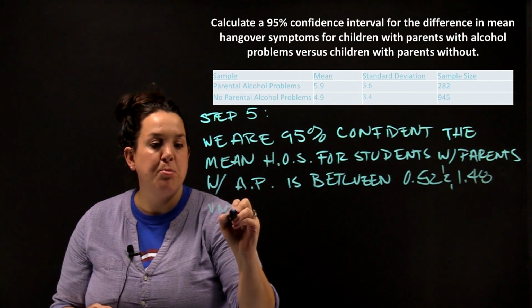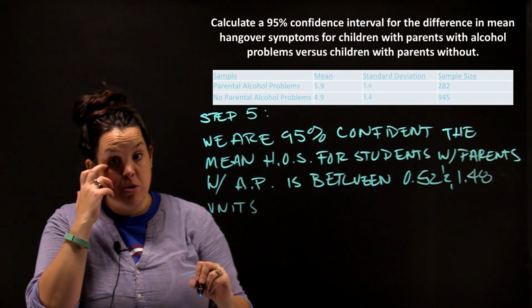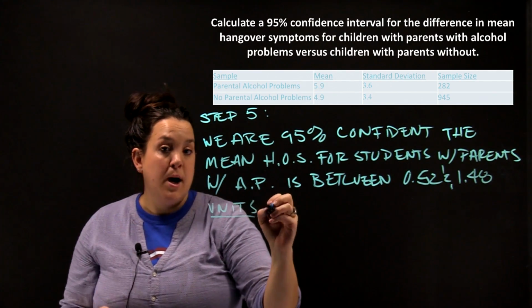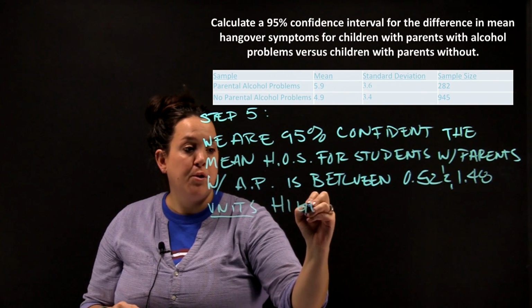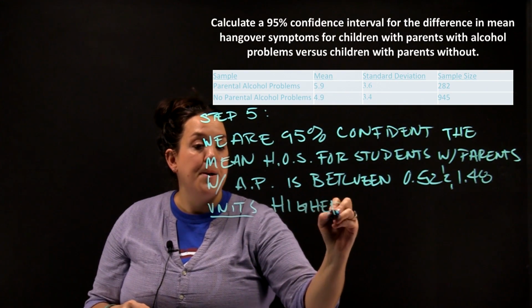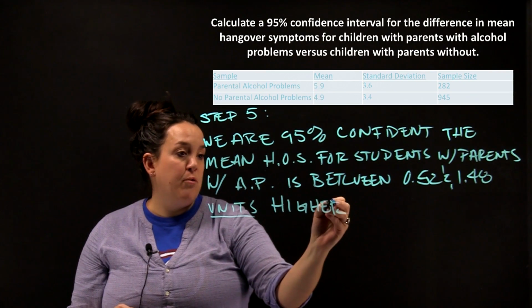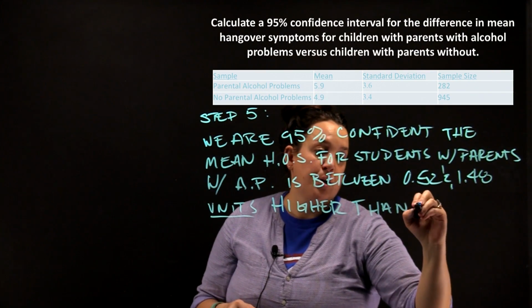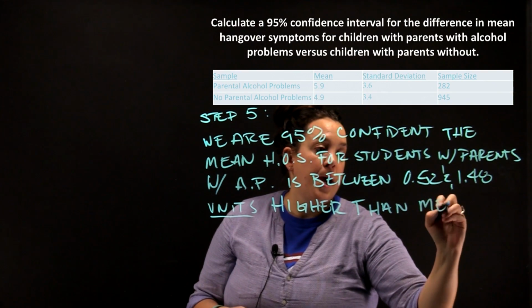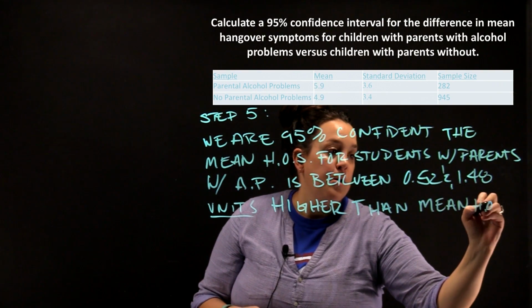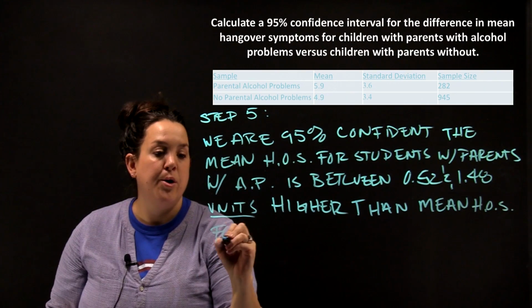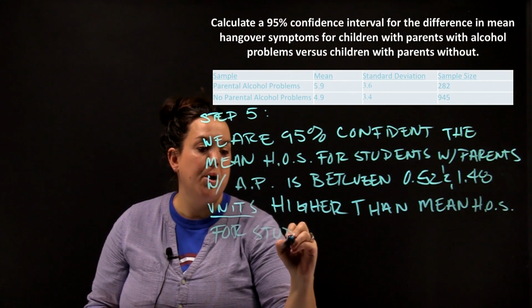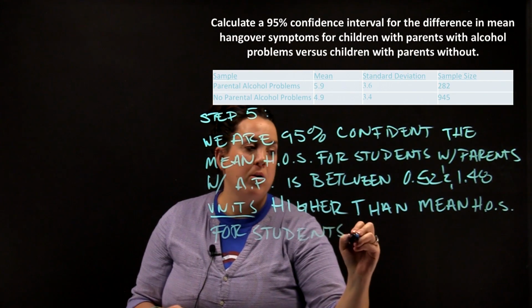And normally you would put units, but for this problem there are no units, so that's where you would put them. And we'll say higher because our interval is positive. So it's between 0.52 and 1.48 units higher. And then we'll state our second mean. So then mean hangover symptoms for students with parents without alcohol problems.